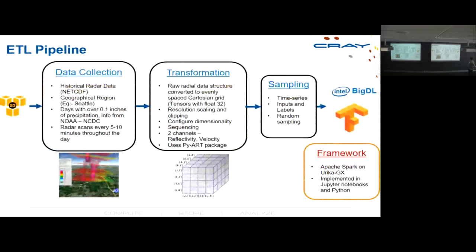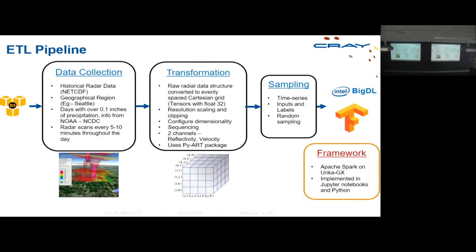So this slide covered a lot of that same ground in a different way. You start with the S3 instance. Our data collection is just historical radar data. We're going to talk about Seattle because that's where we're from. And if you're interested in all sorts of details about how complicated weather is in Seattle, Jim will be happy to speak with you later.